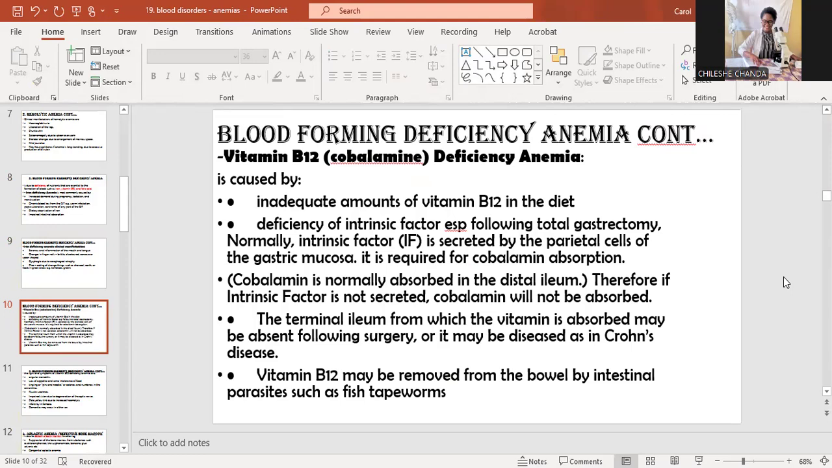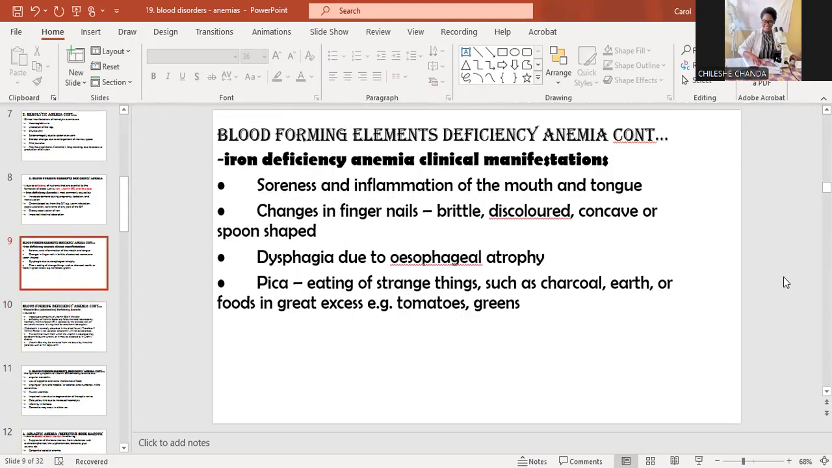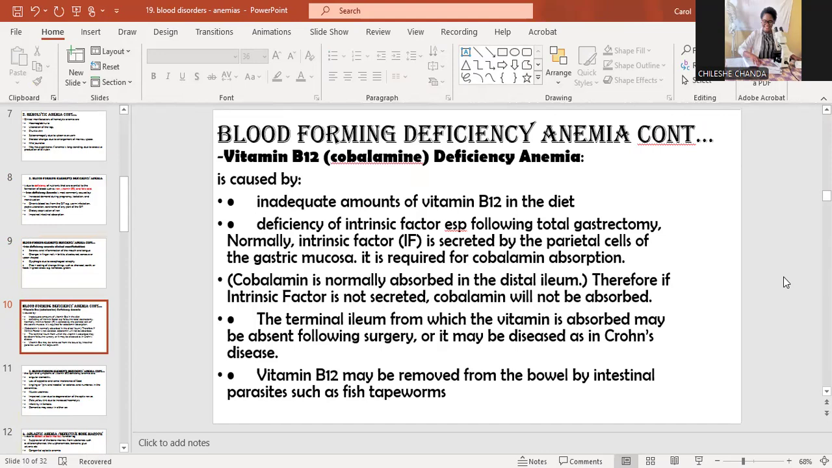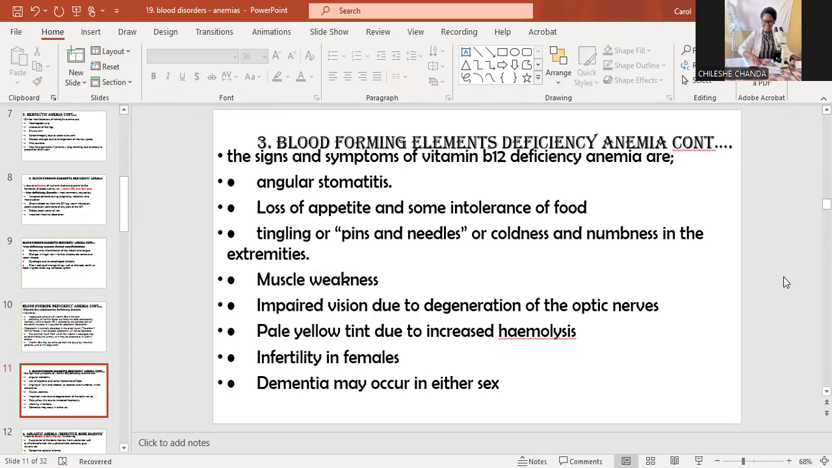And then we have other signs and symptoms that are caused when there is insufficient vitamin B12. Like we've explained, when there's deficiency in intrinsic factor, it means those cells that are supposed to produce intrinsic factor are destroyed, and so there's not going to be enough vitamin B12. And so the patient is going to start experiencing angular stomatitis. Stomatitis is inflammation of the mouth. So the patient is going to have inflammation of the corners of the mouth.